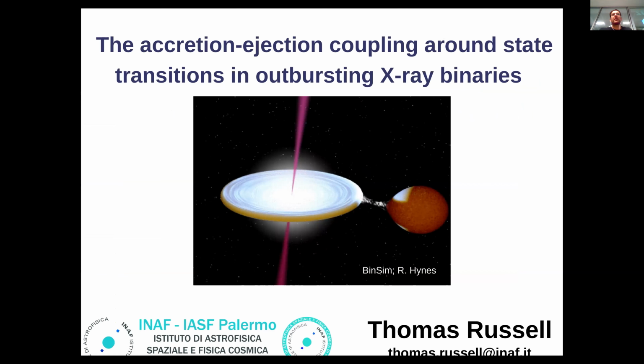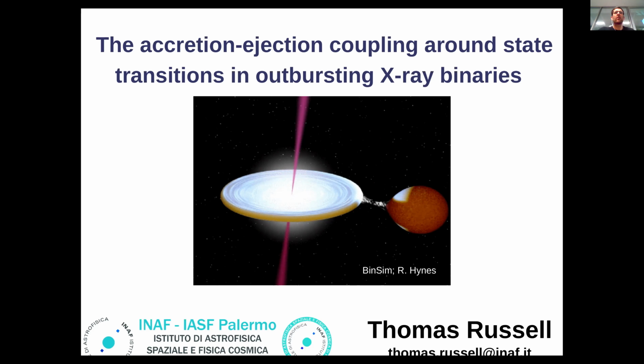So we've already had quite a lot of discussion about the accretion-ejection coupling in X-ray binaries. We've had quite a few talks over the last couple of days, but this morning I'm going to be focusing on the coupling around state transitions. In particular, looking at the jets and how they evolve as the source transitions between the hard and the soft states. I do want to note that I'll mostly be discussing this evolution based around observations of black hole X-ray binaries, mostly due to them typically having better observational constraints, but I will do my best to make the connection to neutron star systems as well.